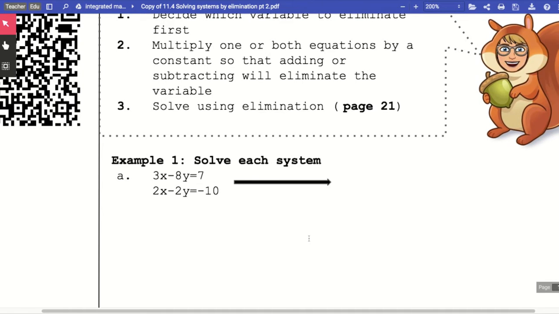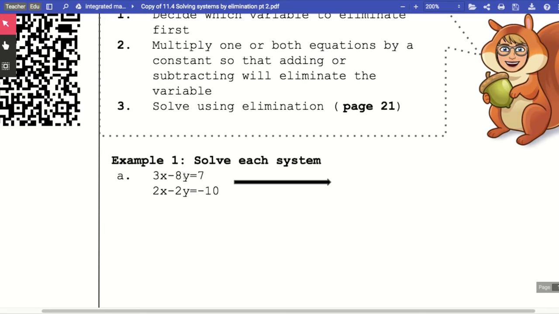So again, I want to try to identify which variable would be easiest to eliminate. Notice that 3 and 2 are the coefficients of x. They don't have a small number that they both multiply into. If I multiply 3 by 2, I'll get 6, and if I multiply 2 by 3, I get 6. But I'd have to multiply both equations.